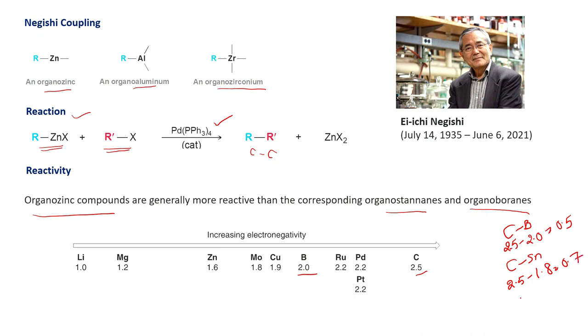But when we talk about a carbon-zinc organometallic compound, carbon is 2.5 and zinc is 1.6. So the organozinc compound has an electronegativity difference of 0.9. So an electronegativity difference of 0.9 is higher compared to 0.7 and 0.5. This is the reason your organozinc compounds are more reactive.